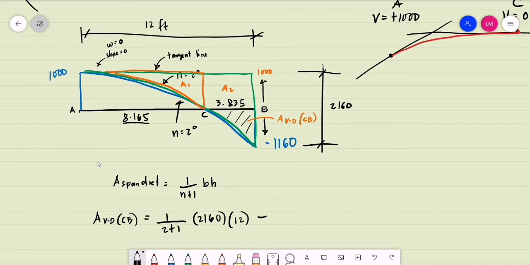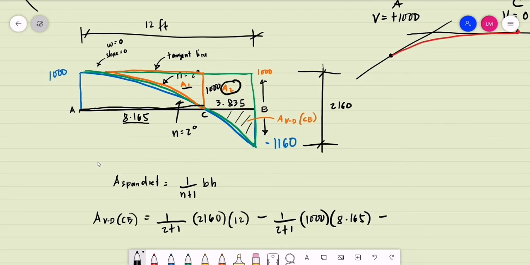Minus, we are to subtract area 1. That is a small spandrel. That is the same as 1 over n. The degree of the curve is 2 plus 1. Our base is 1,000 for the smaller spandrel for area 1. That is 1,000 multiplied by its corresponding length. Its corresponding length is the 8 point, this is 8.165. Then minus this rectangular area.